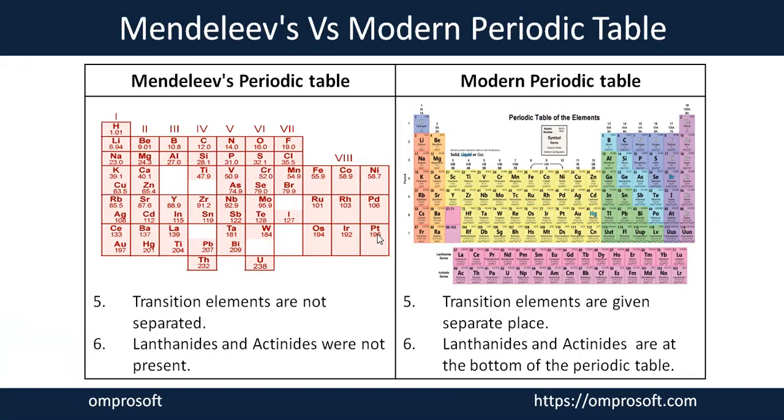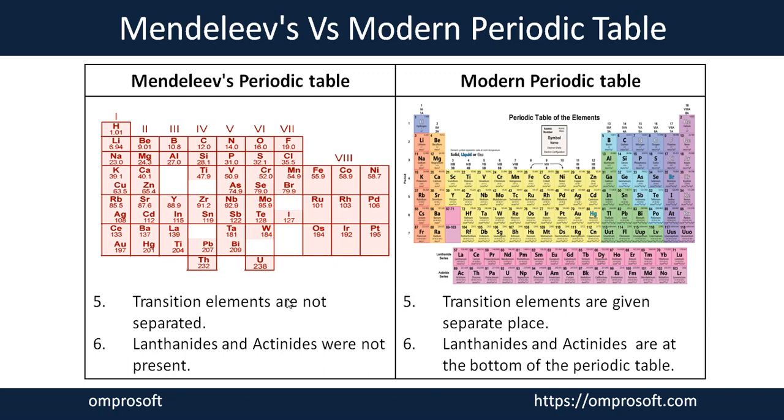Now the other difference: in Mendeleev's periodic table, the transition elements are not separated. They completely get mixed with these groups. But in the modern periodic table, we have a completely separate section, a separate place for the transition elements, because the transition elements have unique properties. Like you can see here, that complete yellow section belongs to the category of transition elements, which have a completely separate place in the periodic table.